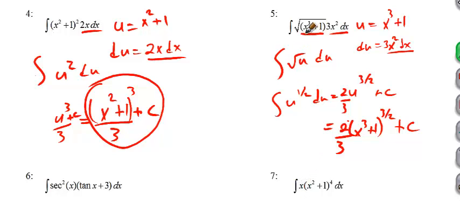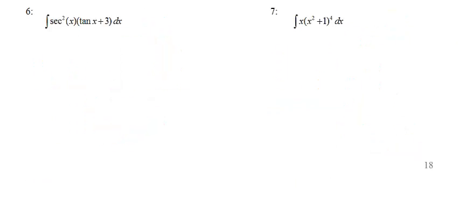So the hard part is picking out what's going to be your u. And what happens if it's not quite du? So that happens in 7 here. Alright, if you're wondering, for number 6, I'll just set it up for you.